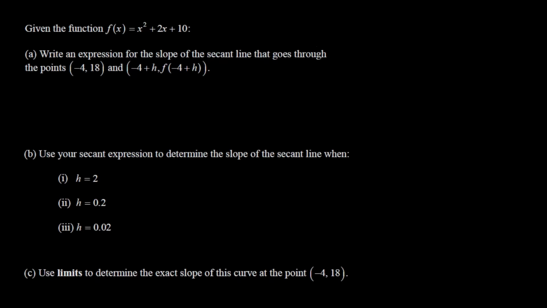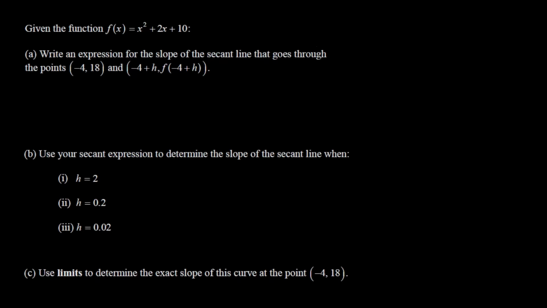We're assuming h is not going to be exactly 0, of course, for a secant slope, but if h is fairly small or fairly close to 0, we can get our 2 points pretty close together, and the closer they are together, the better the secant line will be at approximating the slope at exactly minus 4 and 18. And that's essentially what parts B and C are dealing with in a few more moments here.